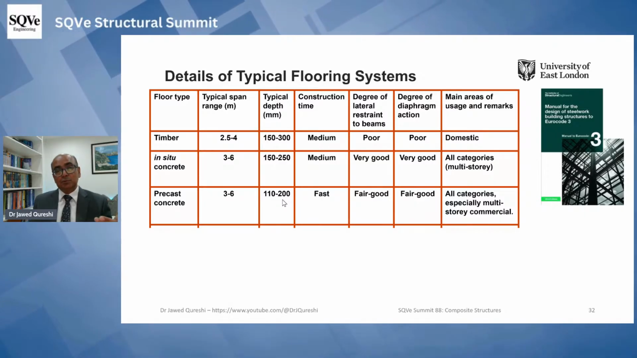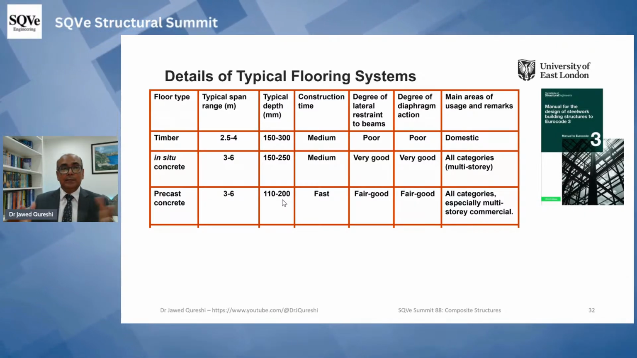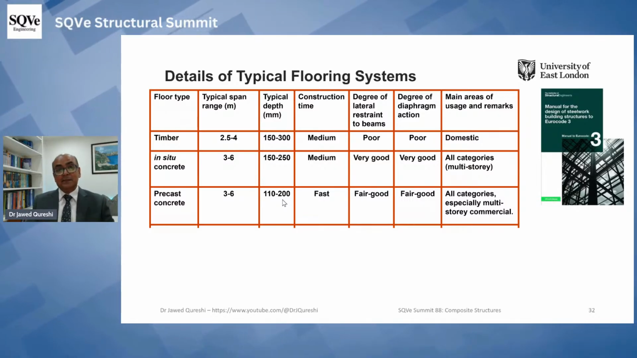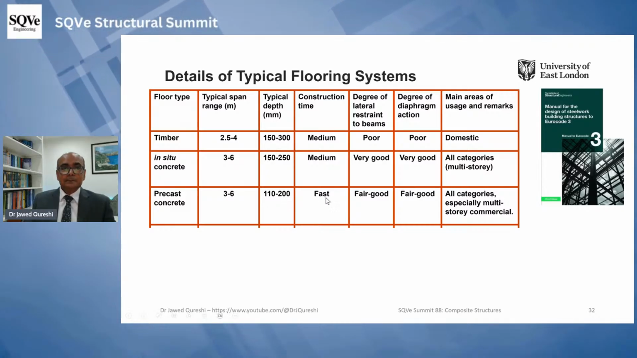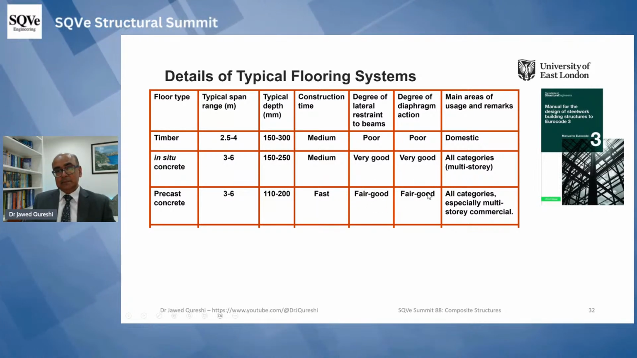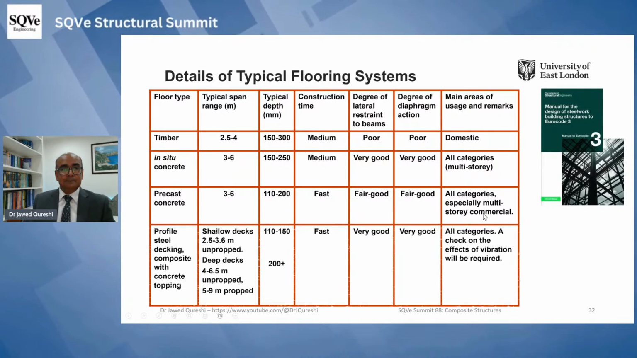In some of the classrooms at University of East London, we have this precast hollow core slab being used. By the way, University of East London is entirely made up of steel structure, steel and concrete composites. And construction time here is fast because we don't need any formwork. Degree of lateral restraint is not that much in this system. And we can use it for pretty much everything, all types of buildings.